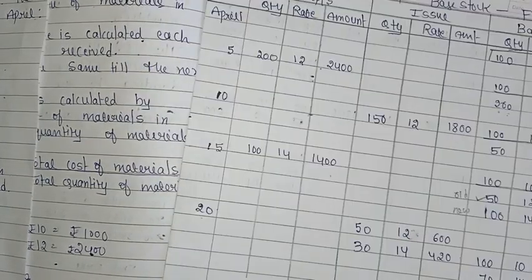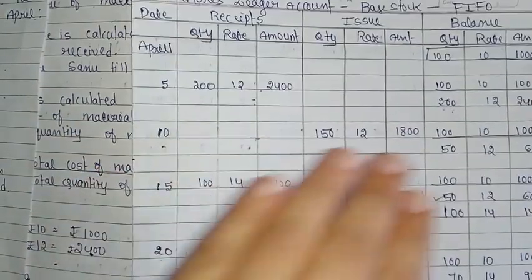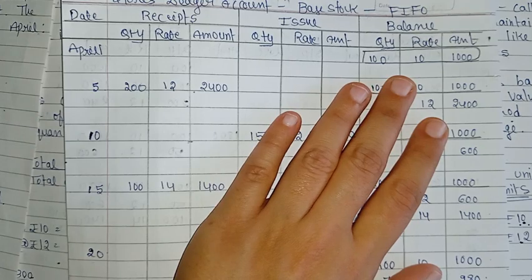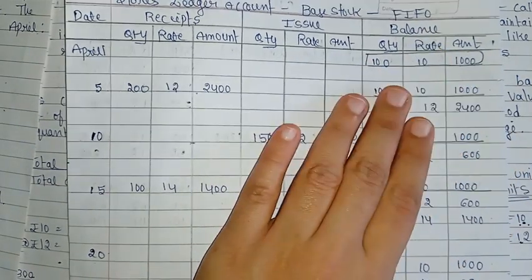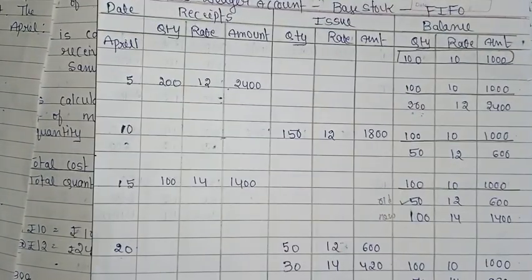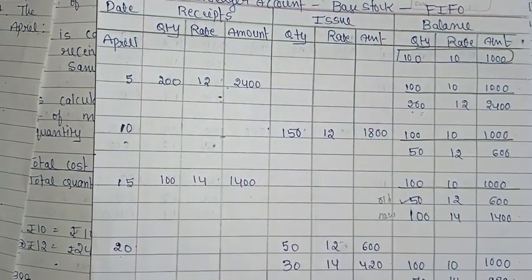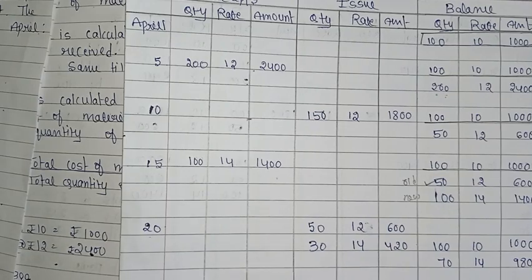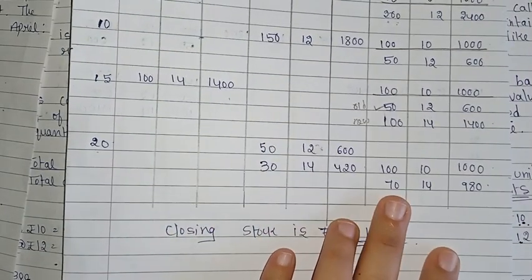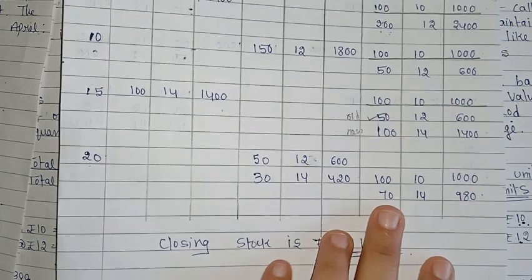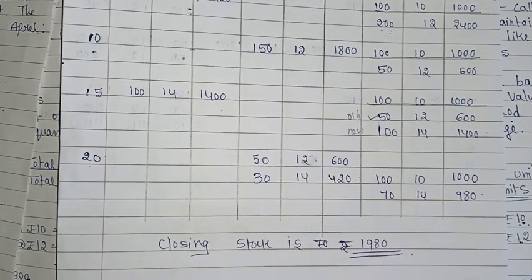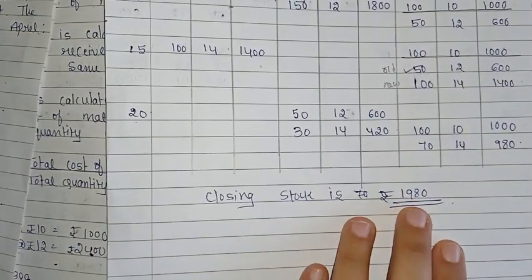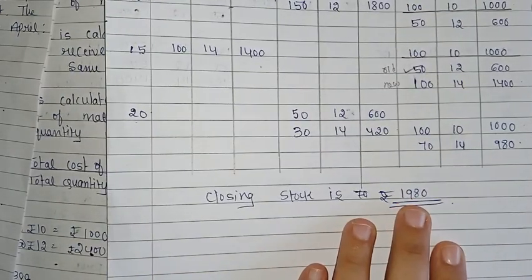So our closing stock amounts to rupees 1980. In this problem the base stock is 100 units at rupees 10. That remains untouched, and we apply FIFO to the fluctuating stock. After all issues we are left with 70 units at the rate of rupees 14 in fluctuating stock. So adding both gives us a total closing stock of rupees 1980.